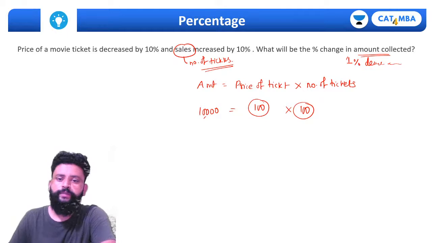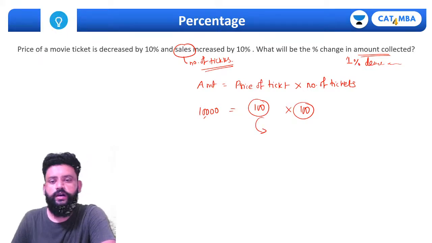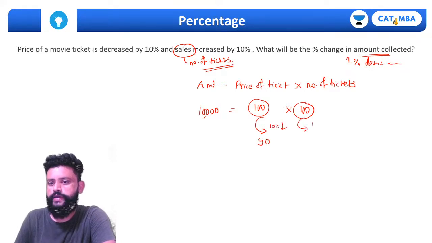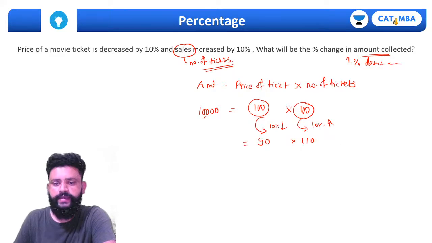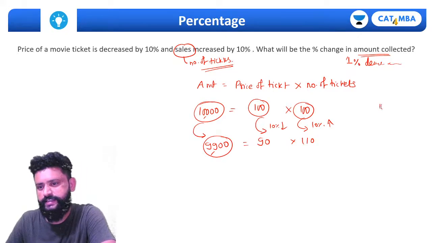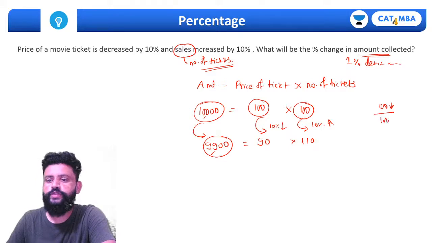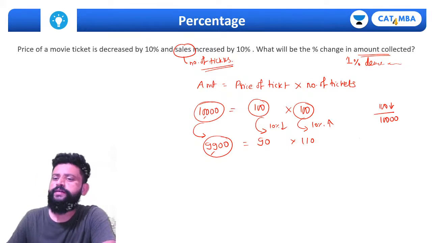This is the one way to solve. Now the price of ticket goes down by 10%. The new price will be 90, and that's why the number of tickets sold increase by 10%. That will be 110. So new amount collected will be 9,900. 10,000 का 9,900 हुआ, that is decrease by 100 compared to 10,000. 10,000 पे 100 का decrease, that to be 1%.